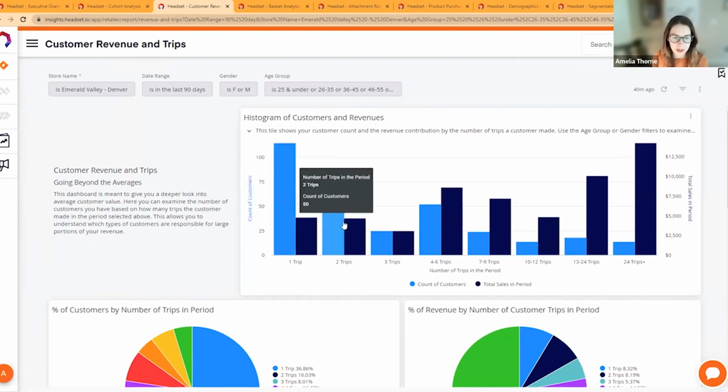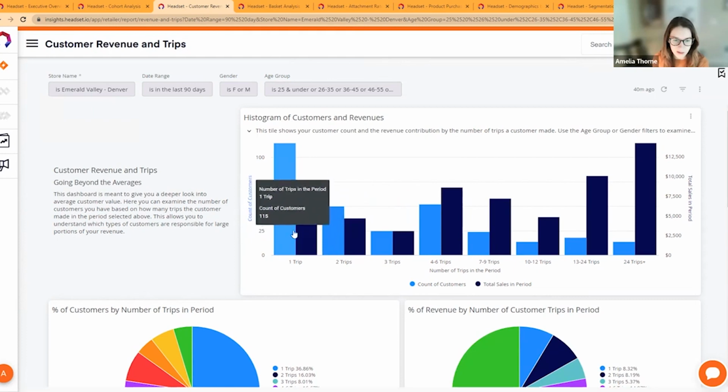So we're going to look at the first 2 bar graphs here, or the first 2 bars, the 1 trip and 2 trippers. You'll notice that the count of customers in the light blue bar is larger than the actual total sales in period. We would likely want to see the inverse of that. We want to see our customers spending more, which would mean that the light blue bar is lower than the dark blue bar. This is going to be true usually throughout any retailer: the 1 trip and 2 trippers are going to be more customers than the total sales that they're bringing in.